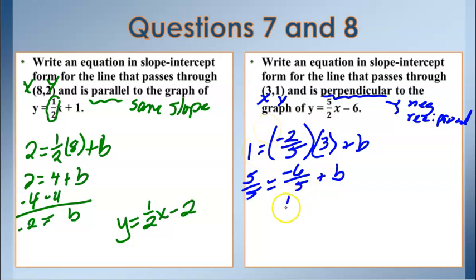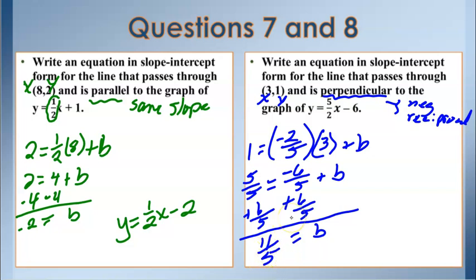Now I can get b by itself by adding 6/5 to both sides. And I would have a y-intercept of 11/5. So the perpendicular line would have an equation of y equals a negative 2/5 x plus 11/5.